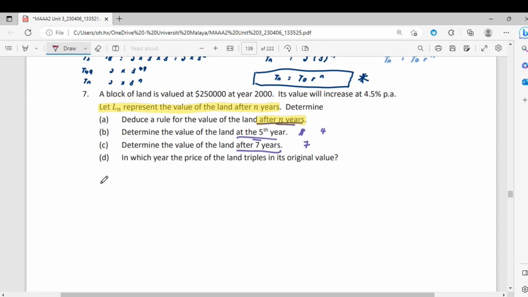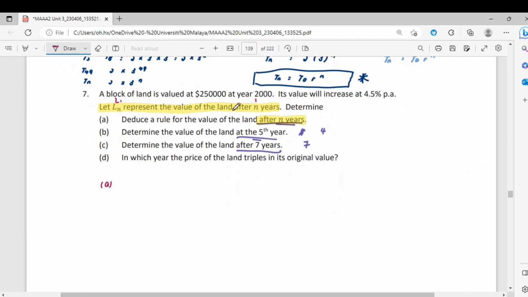Okay, so when we try to deduce a rule, you can ask yourself, because the meaning here is n, when you write L1, it means the value after 1 year. So you know that this is not your value after 1 year, right? It is your value of land when you basically start buying it. So this is after 0 years. I hope you get what I mean. Because this is your initial value. This is not your value of land after 1 year. This is not even 1 year yet. This is your starting value.